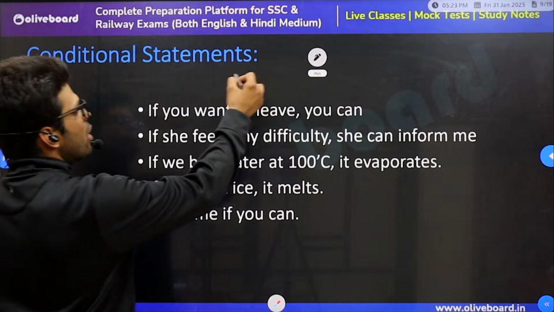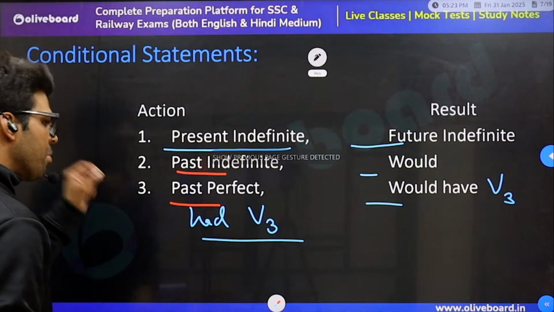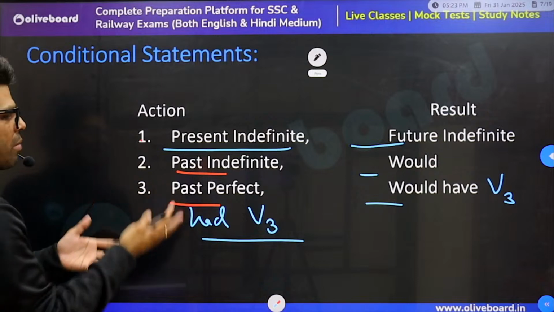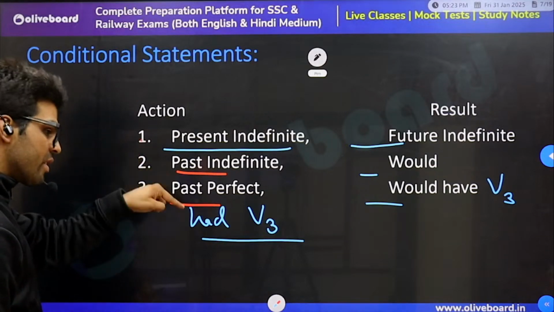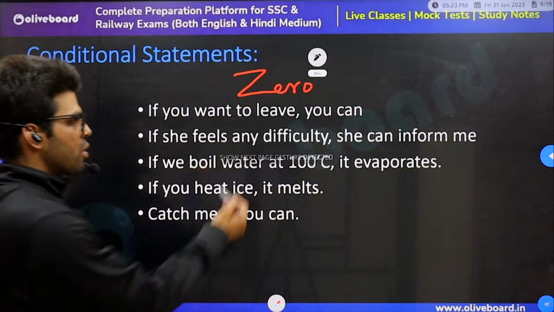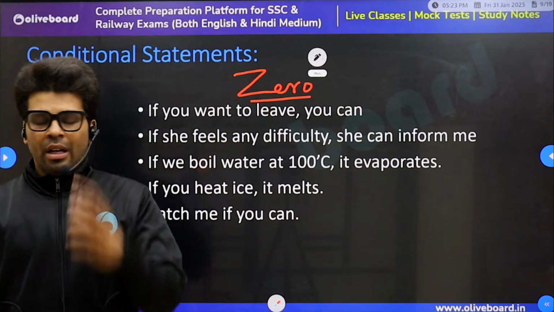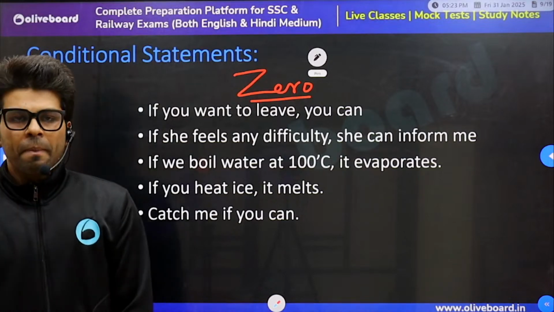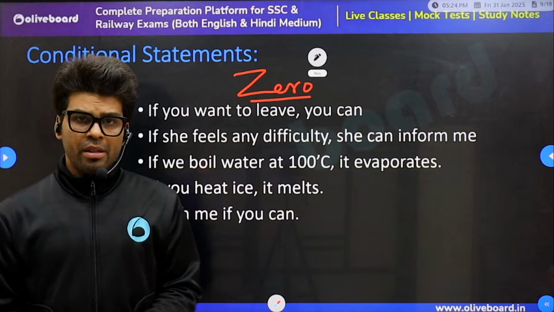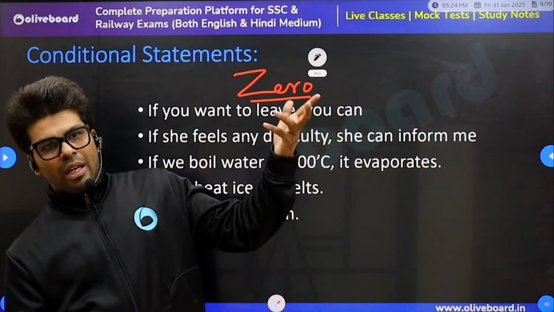We have a zero conditional also. I repeat, if you pay a little more attention, they are numbered the same way: first conditional, second conditional, third conditional. We don't start numbering with zero, but we have a zero conditional also. What is that? If we talk about casual actions, general statements like 2 and 2 makes 4, it is not going to be in future.